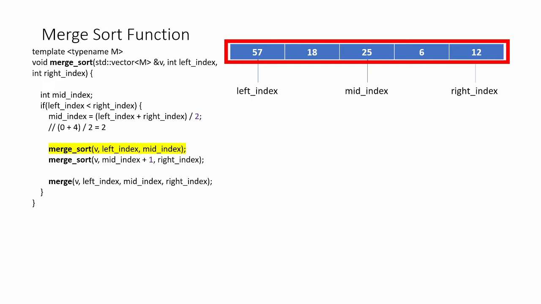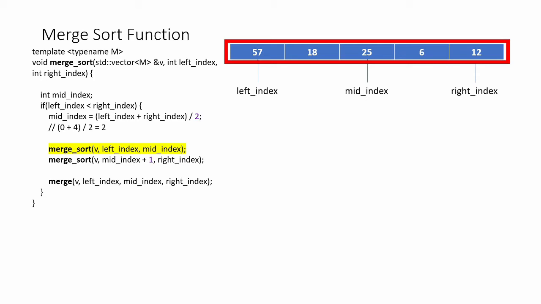Our first function call to merge sort will result in us having a left index of 0 and a right index of the size of our array minus 1. We will then have our mid index, which will be the calculation of the right index plus the left index divided by 2. In our first case, the mid index is going to be 2.